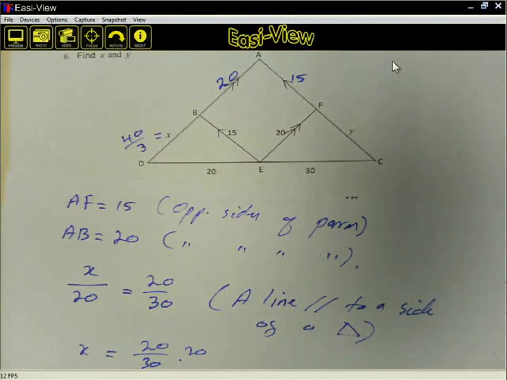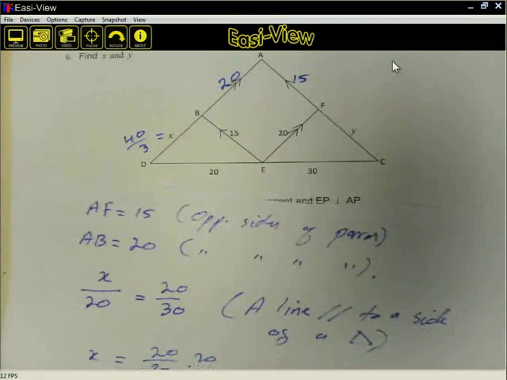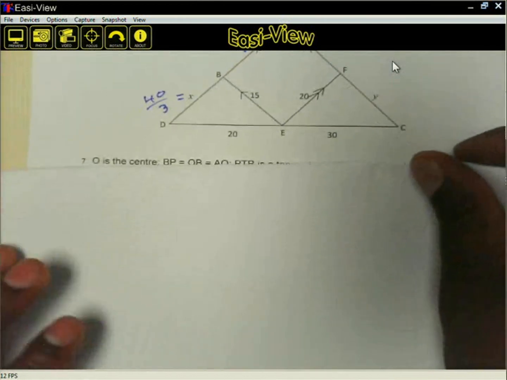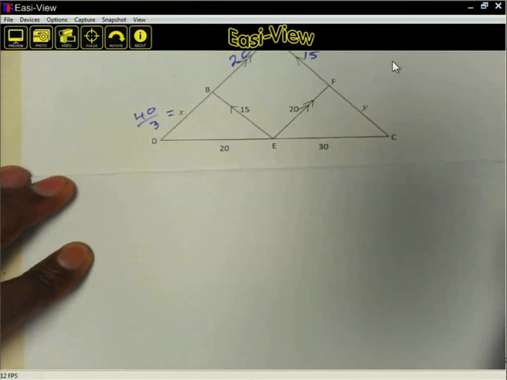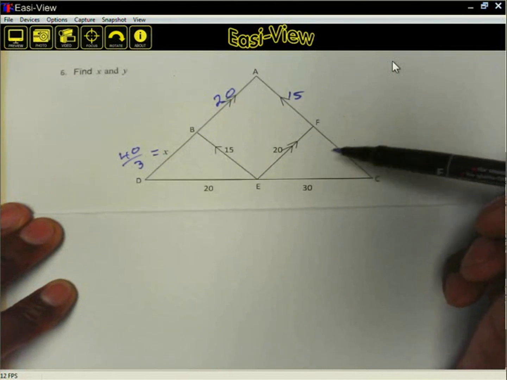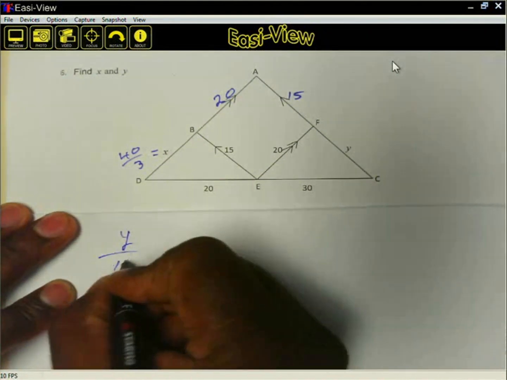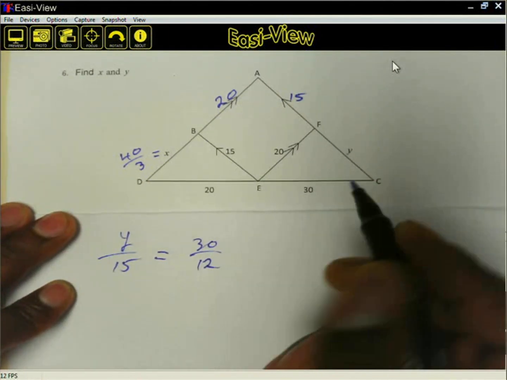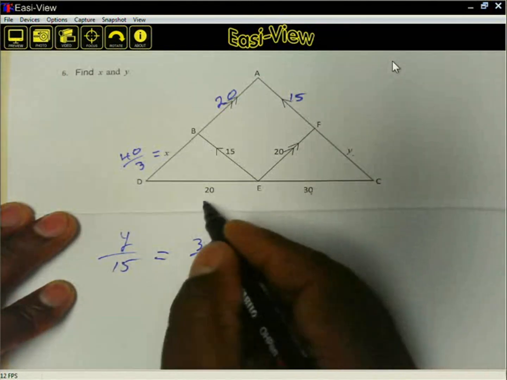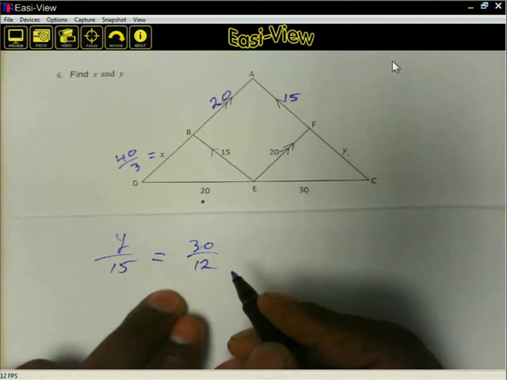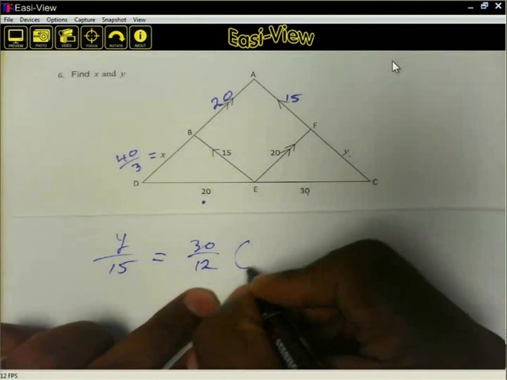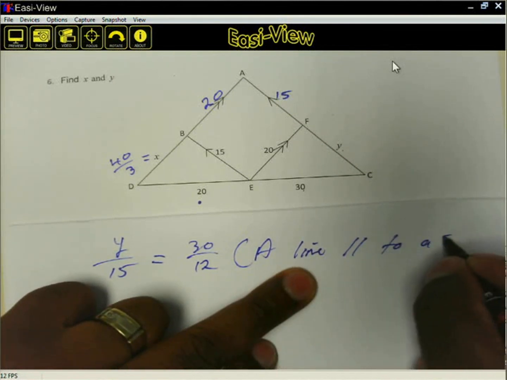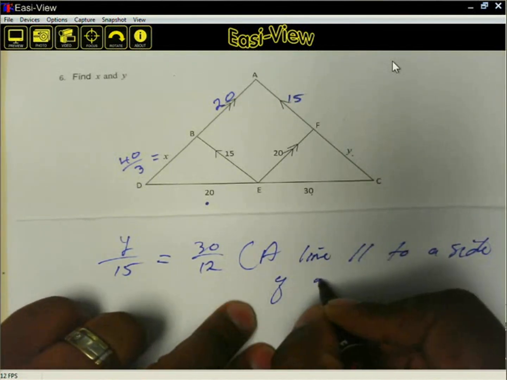Now let's determine the value of y. Let's calculate y. In the same way, y over 15 is equal to 30 over 20. Y over 15, 30 over 20. It's a geometry statement. Let's provide a reason. The reason is a line parallel to a side of a triangle.